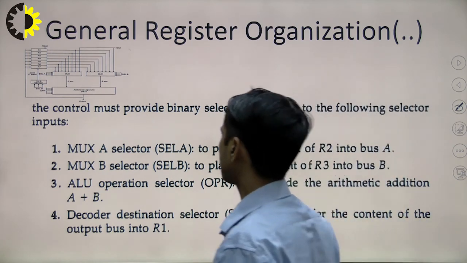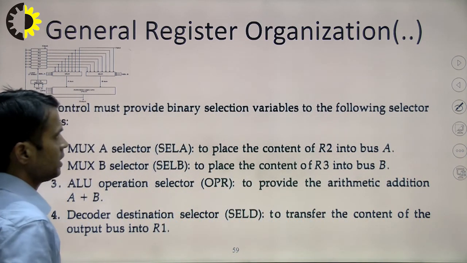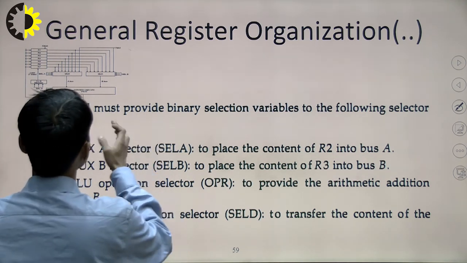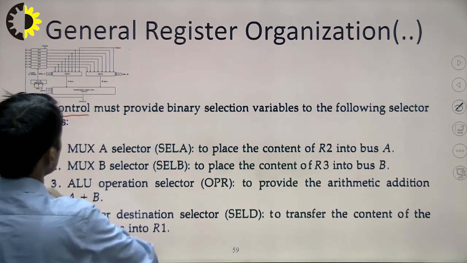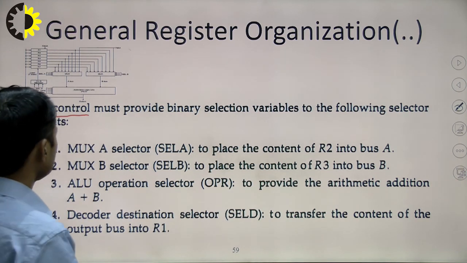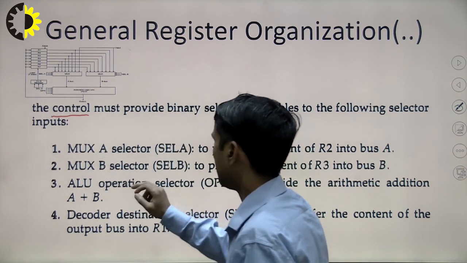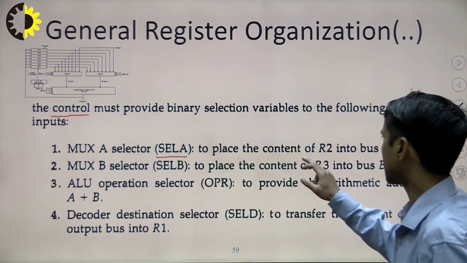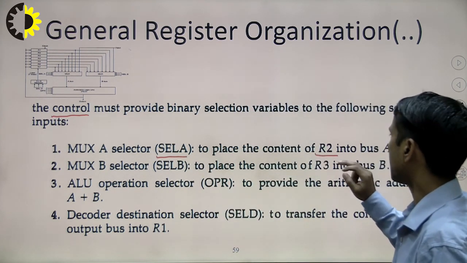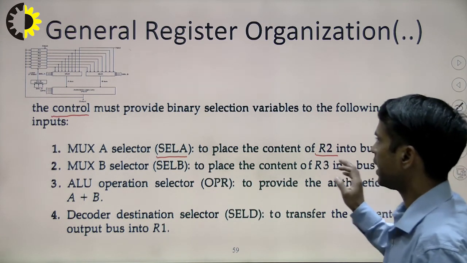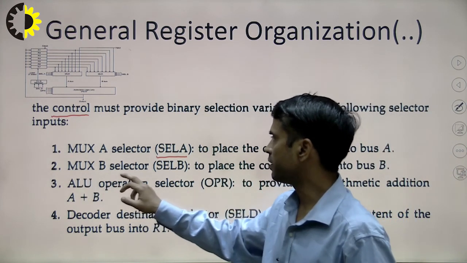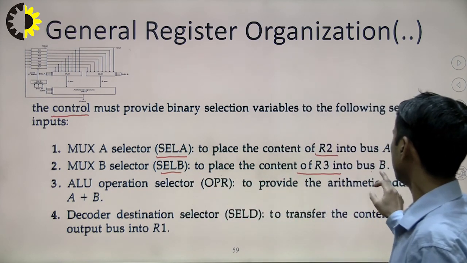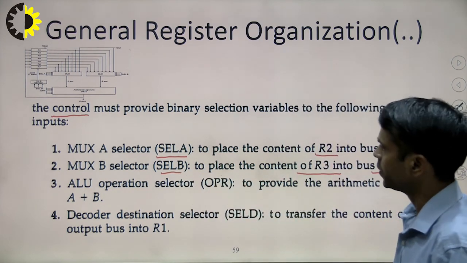The control must provide a binary selection variable for the selection of input. So, that is what it is saying, that the multiplexer is basically delegated to show the control. Okay. So, here it is explained, mux A will select it by selection line A to place the content of here particularly R2 register into bus A, and mux B will select using selection line B to place the content of R3 into bus B to the ALU.